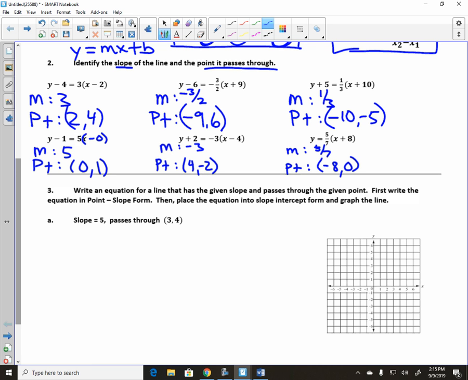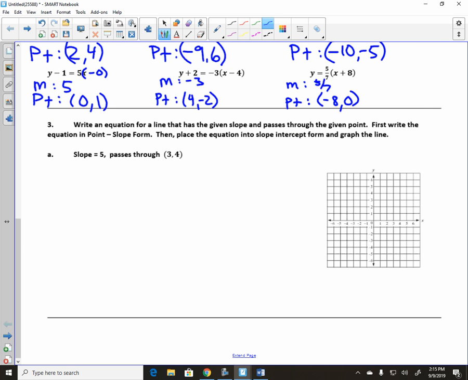I have -3 for a slope passing through 4, -2, and I have 5/7 as a slope passing through -8, 0. What do you think? Are we all good? Okay.